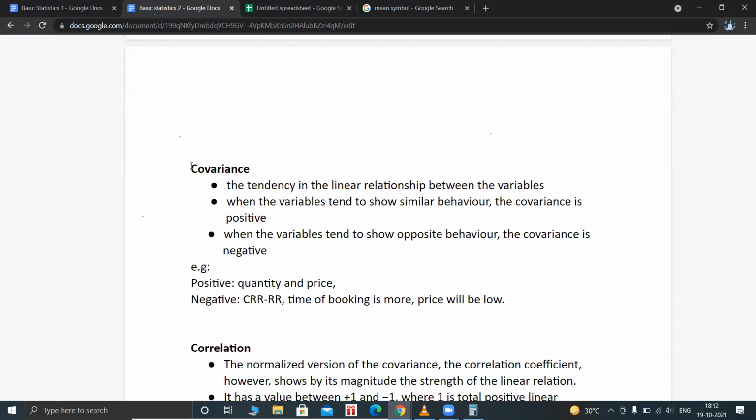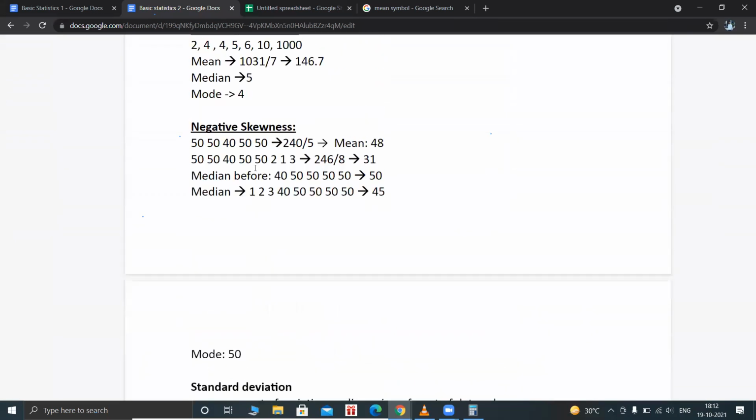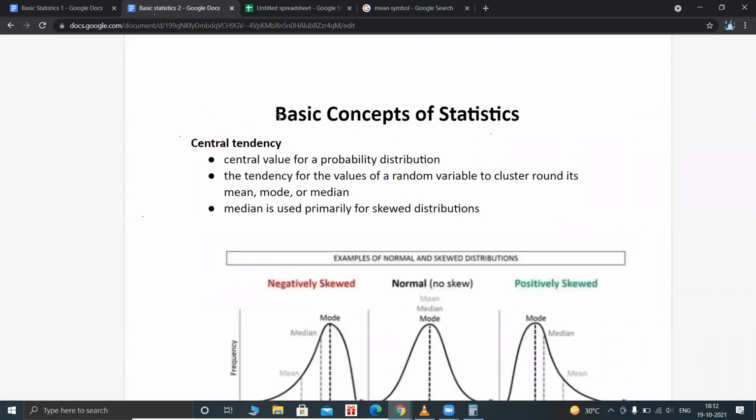The next part is covariance, guys. Try to remember this word, because we are going to use variance, standard deviation and mean many times, as I'm only covering the basic concepts of statistics.